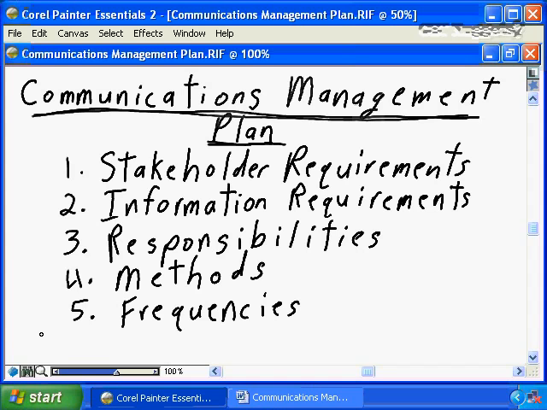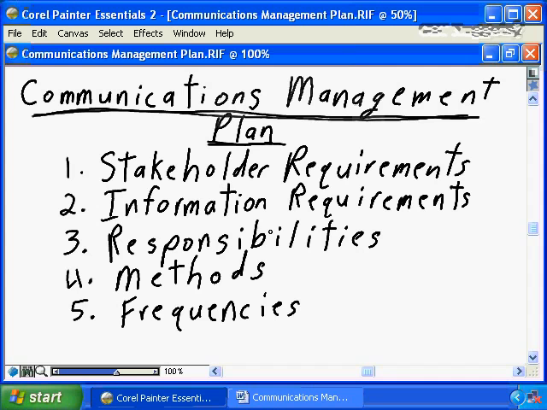The Communications Management Plan is a formal document that you, the project manager, must produce, and it's a formal document that must be presented to the sponsor, to senior management in your organization, and approved and signed off. By presenting the Communications Management Plan, and getting approval and sign-off, you're ensuring that the definition of the stakeholder requirements, the information requirements, the responsibilities, the methods, and the frequencies are satisfying the requirements for the sponsor and for senior management.